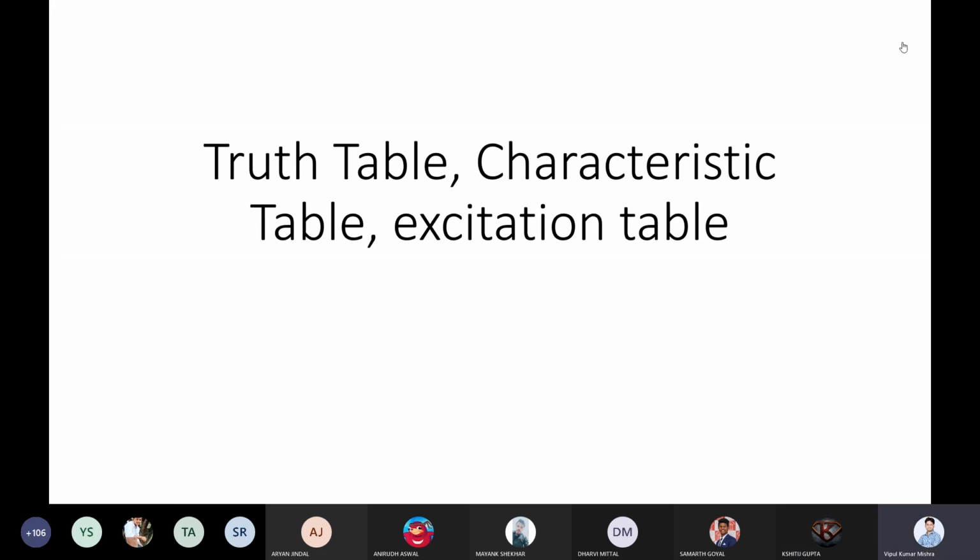So today we will talk about multiple things: the truth table, characteristic table, excitation table, all those things. But before jumping into that, what are the characteristic table, the excitation table, and the truth table? We will first talk about a few things that I saw on the web that may conflict with the lecture for you. So that needs to be clear.